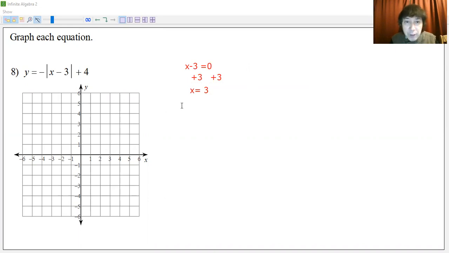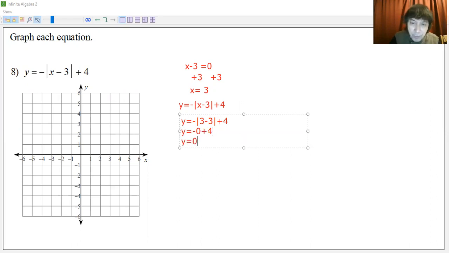Now, we're going to use this in our equation. Solve for y. So this is negative of the absolute of x minus 3 plus 4. Use now the value 3 in our equation. So this will be the absolute value of 3 minus 3, plus 4. And so we have y is equal to negative 0 plus 4. That will simply be 0 plus 4, because there is no negative 0 or positive 0. 0 is neutral, okay? So that will be 0 plus 4, and that is equal to 4.